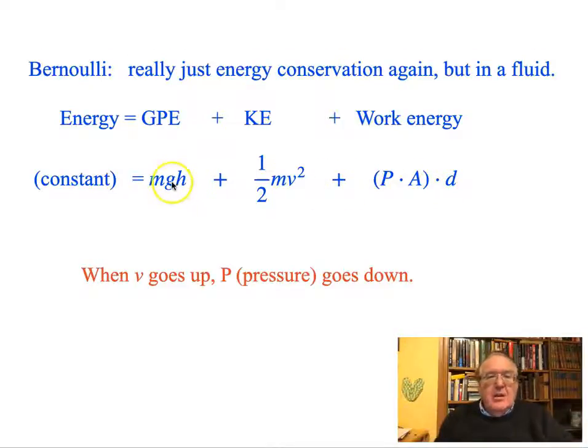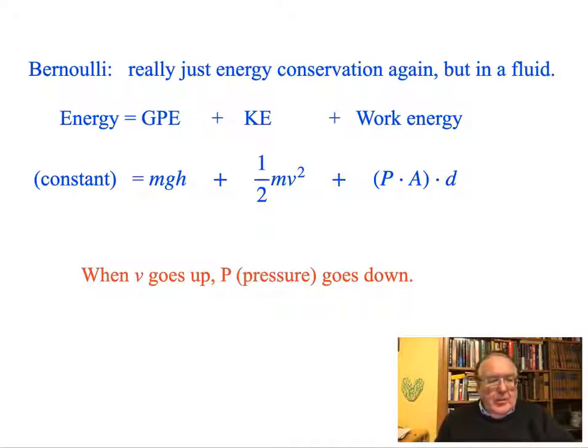So now you can see that if these 3 terms, gravitational potential energy, kinetic energy, and work, have to always be a constant, that's what energy conservation is, the total amount of energy does not change. If these 3 things are a constant, and you neglect the height, for example, so there's not much altitude here, you can see that when v squared goes up, p has to go down, because the sum has to be a constant. Okay? That's it. That's Bernoulli's principle. If velocity goes up, pressure goes down.